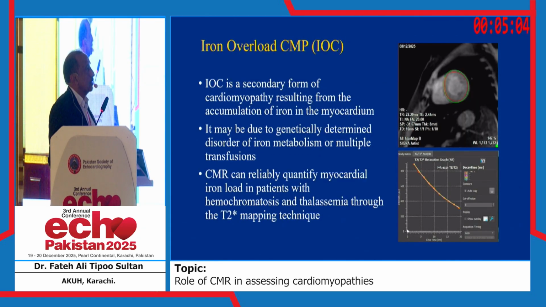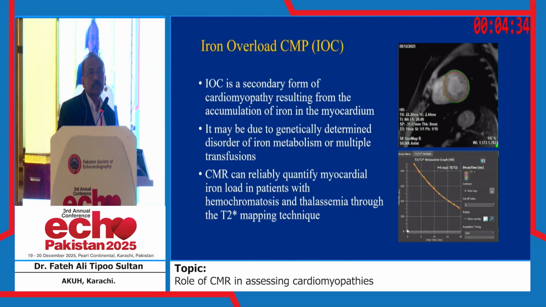Now come to the iron overload cardiomyopathy. Iron overload cardiomyopathy is a secondary form of cardiomyopathy resulting from the accumulation of iron in the myocardium. It may be a genetically determined disorder of iron metabolism or may be secondary to multiple transfusions in patients with thalassemia. And CMR can reliably quantify myocardial iron load in patients with hemochromatosis and thalassemia through T2 mapping technique. And this is the T2 mapping technique. And here you can appreciate if the T2 star value is less than 10, then it means there is severe accumulation of the iron overload.